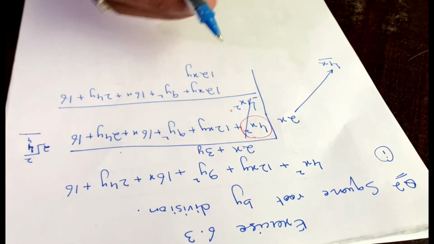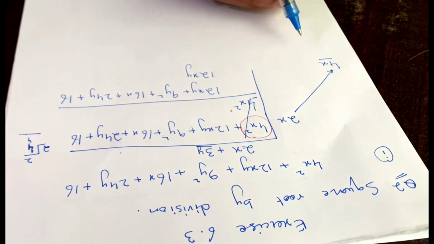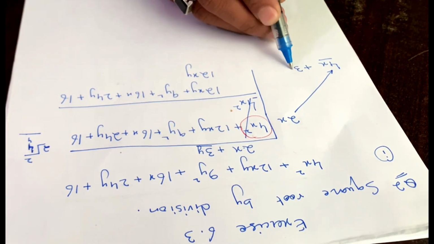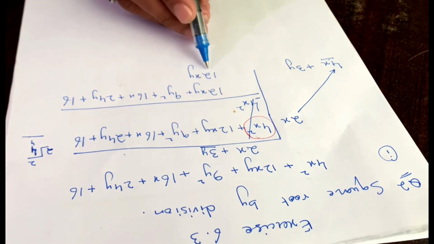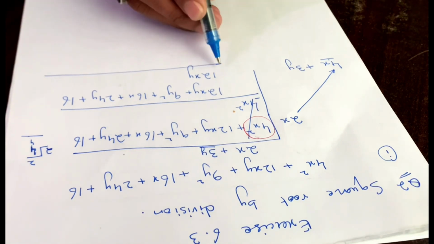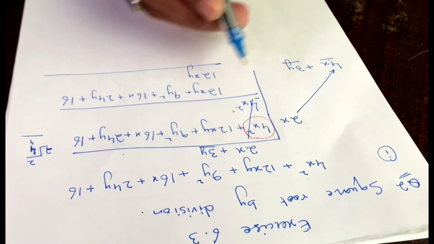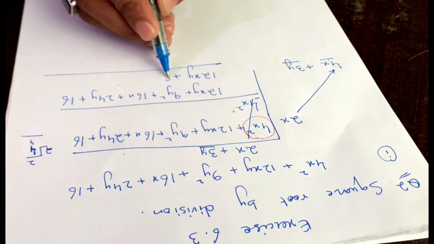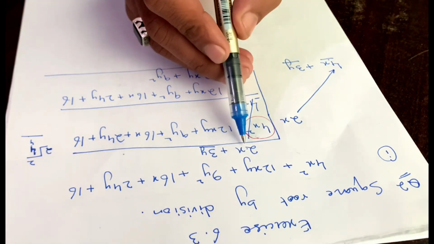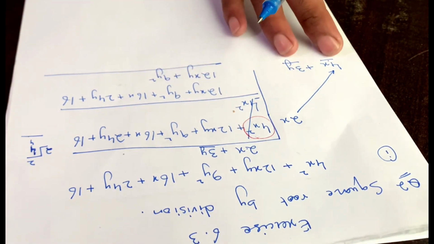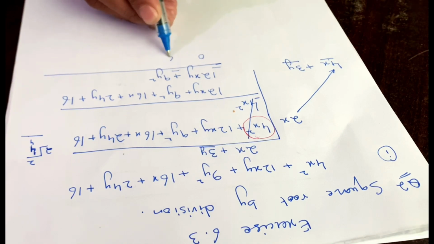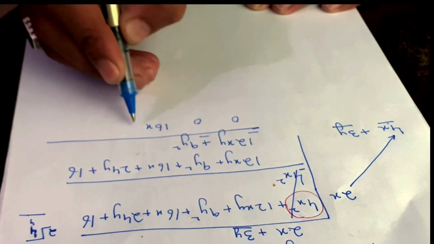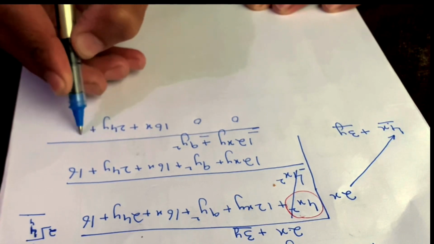Now since it's the square root, the same number 3y that we wrote here, we need to write here as well. So 4x multiplied by 3y gives you 12xy, and 3y multiplied by 3y gives you plus 9y square. Now we don't multiply this with the first number; these two need to be multiplied by this number. So subtracting these we get 0 and 0, and then 16x plus 24y plus 16.